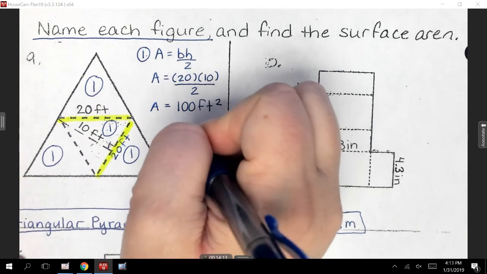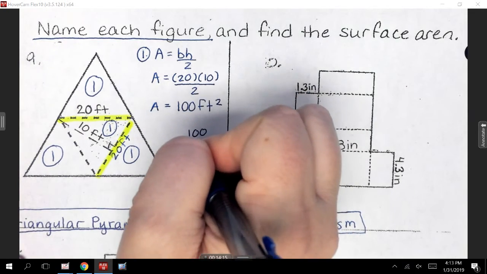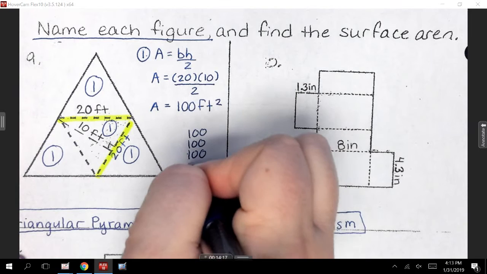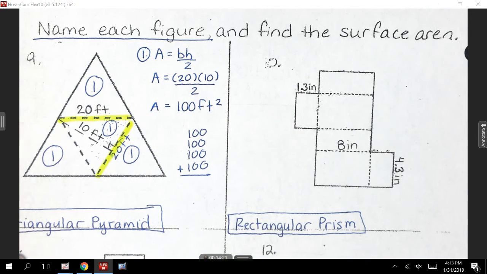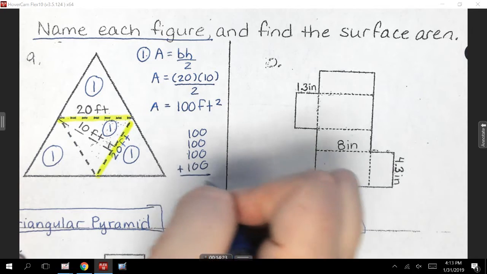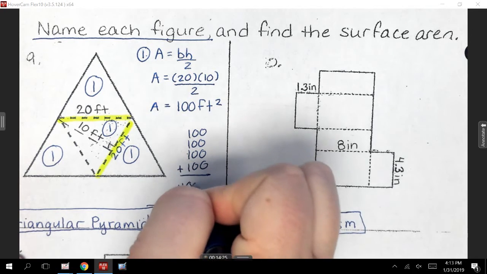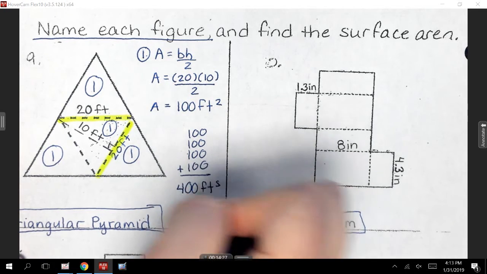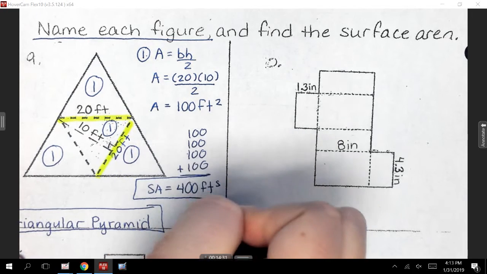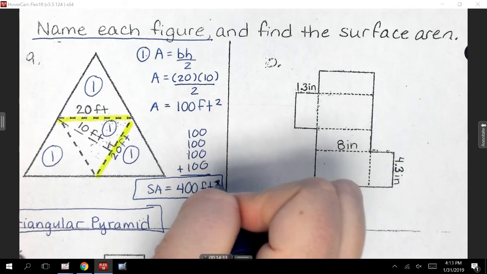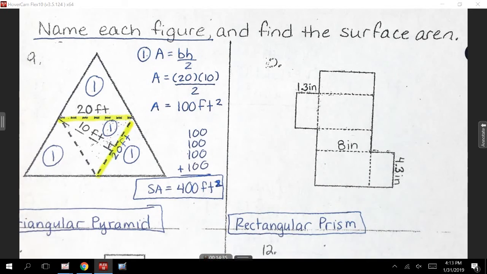So we can do 100 plus 100 plus 100 plus 100. We can add those up. Or if you just want to do 100 times 4, you can do that as well. All right, but when I add those up, I do get 400 feet squared. And now this answer down here is my surface area. So I have that my surface area, and that should be a 2. All right, surface area is 400 feet squared.